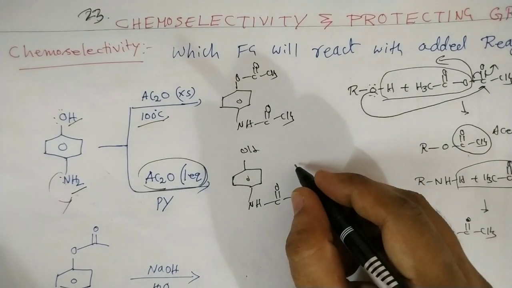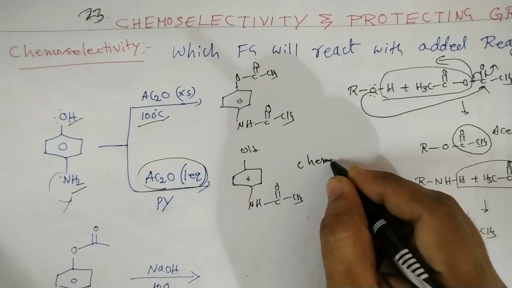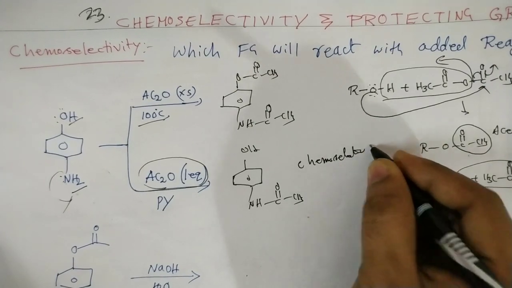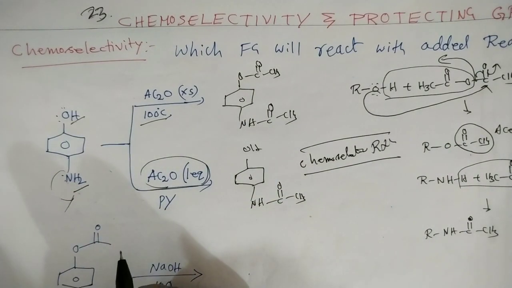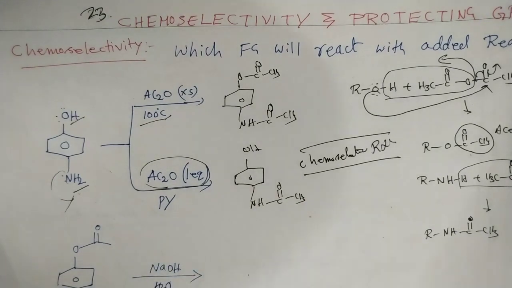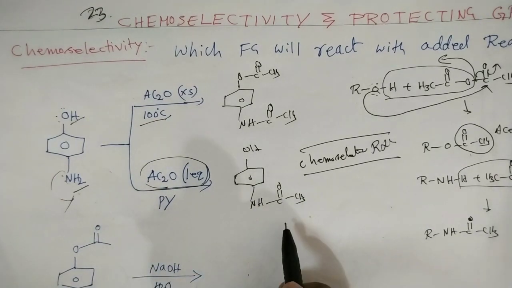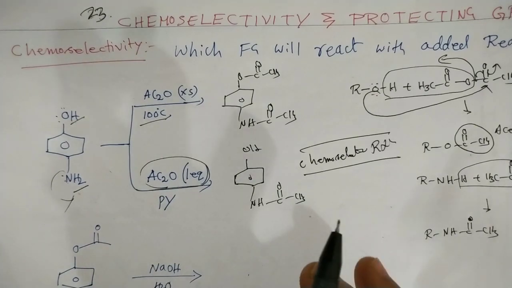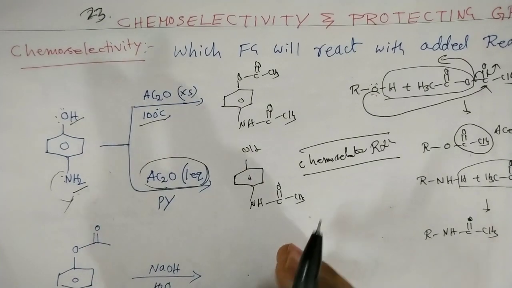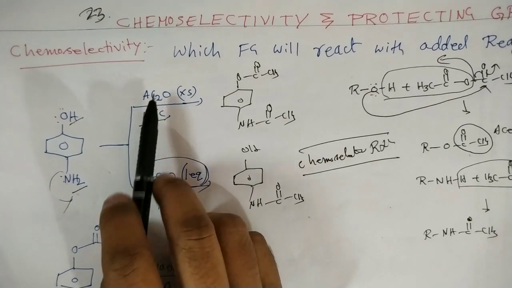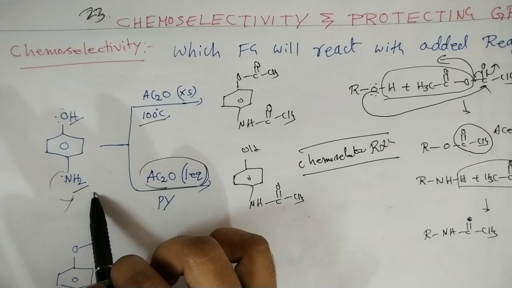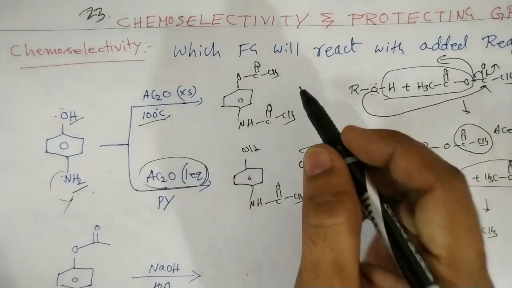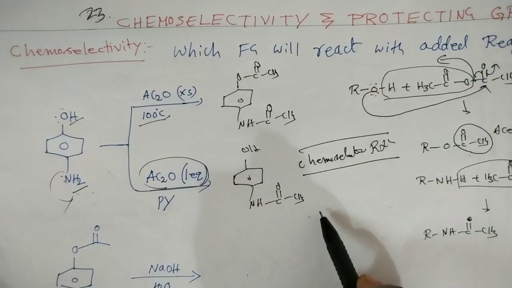We can say this is the chemoselective reaction. Between OH and NH2, especially one functional group is involved in the reaction with acetic anhydride, so it is a chemoselective reaction. That means in a chemical reaction, selectively one functional group is involved. In the other reaction there is no selectivity, because both the OH and NH2 functional groups are involved, so it is not chemoselective. This is a chemoselective reaction.